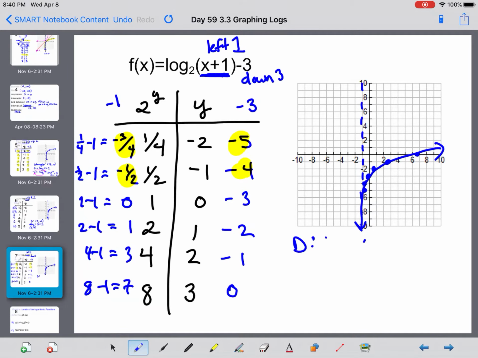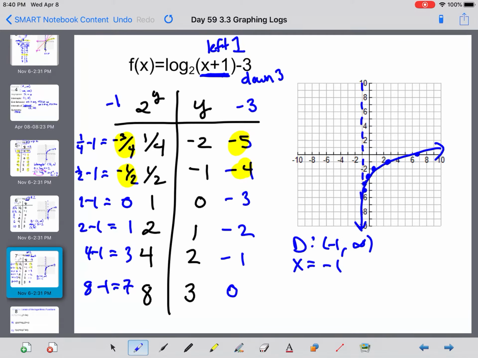So my domain is going to be from -1 to infinity. My range hasn't changed. It's still going to be -infinity to infinity. If I shift that down by 3 units, it's still covering all real numbers. My asymptote has moved. That's going to be now at x equals -1 because that's going to be tied into my domain. And then let's look at our intercepts here.